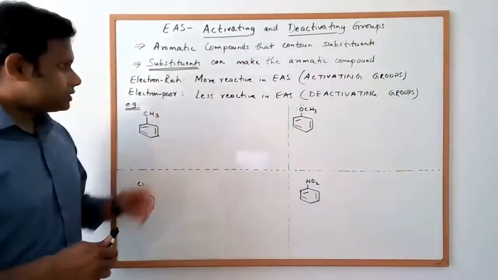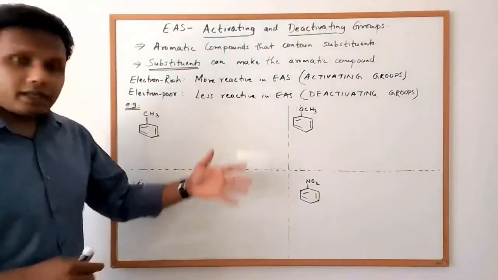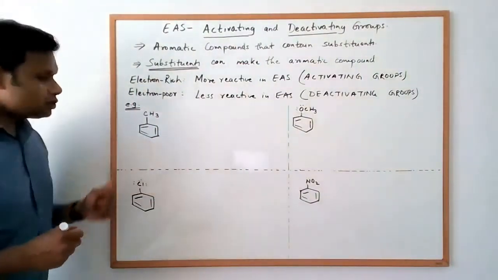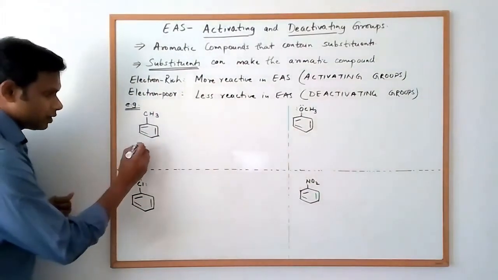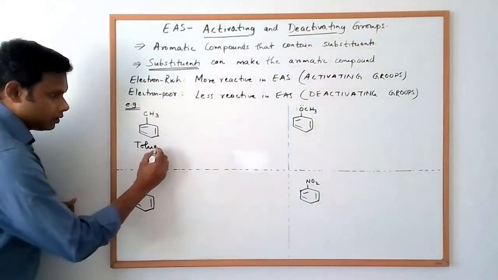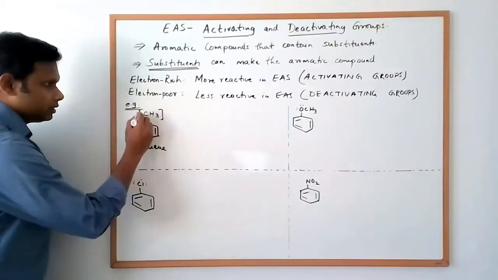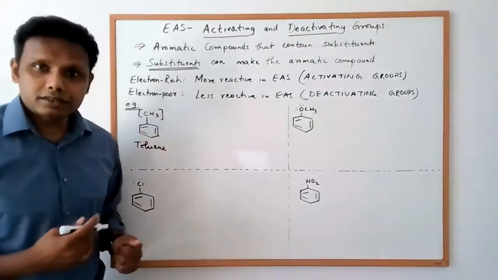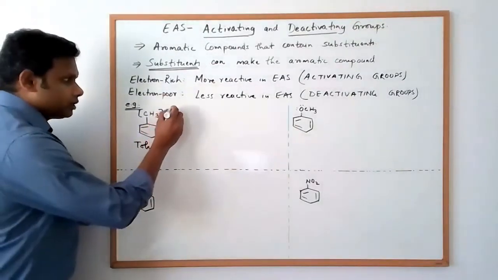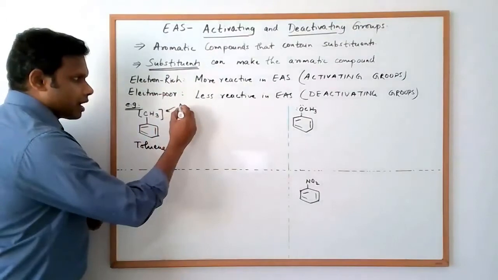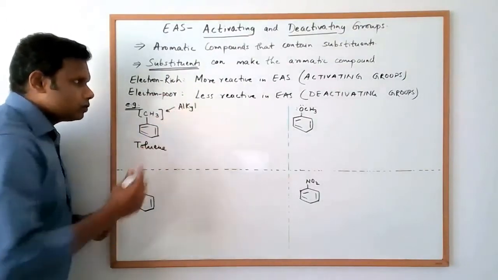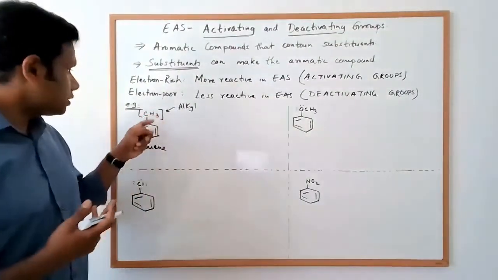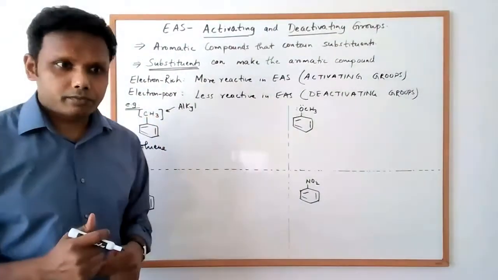So as a few examples, I've chosen various substituents on a benzene ring. The first one is toluene. Now, toluene, if you look at it, has a methyl group as a substituent on the benzene ring. Now we can generalize the methyl group as an alkyl group. So toluene is a representative of any alkyl group on a benzene ring.